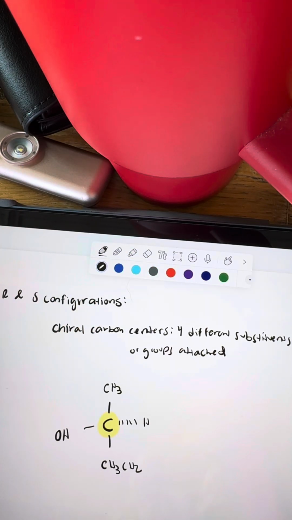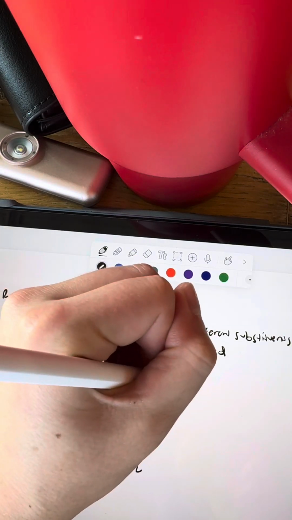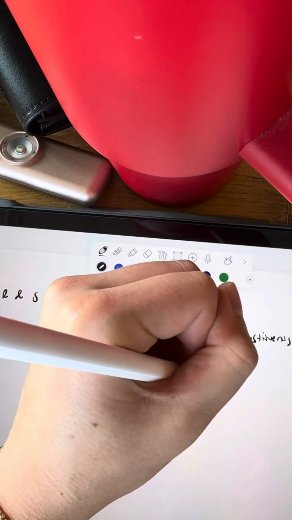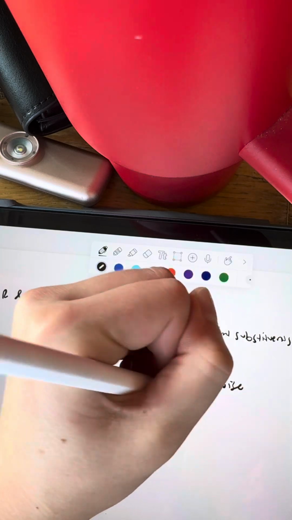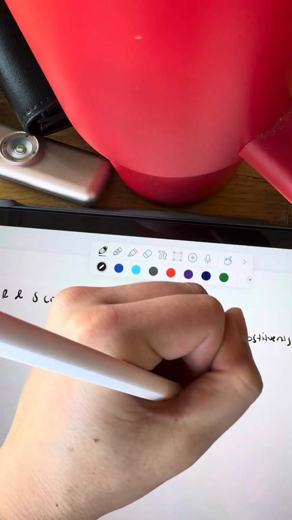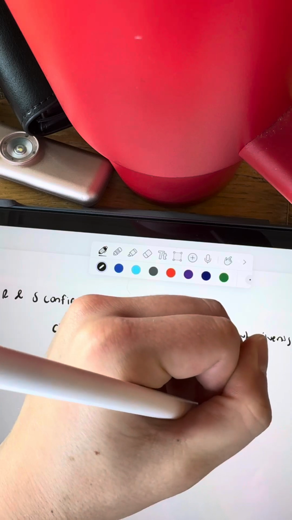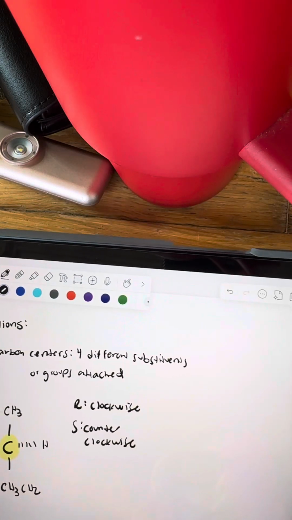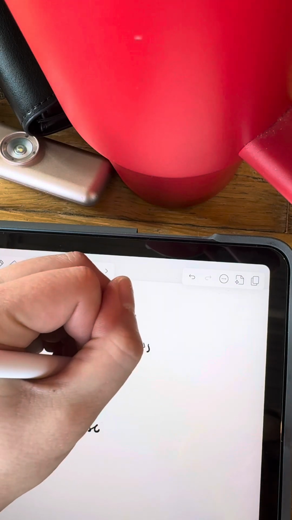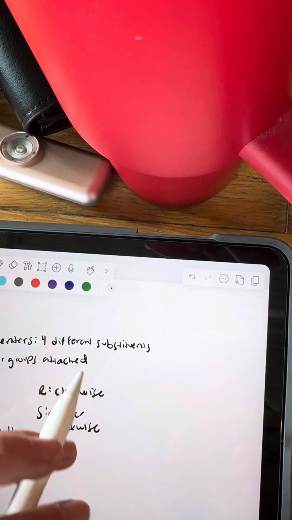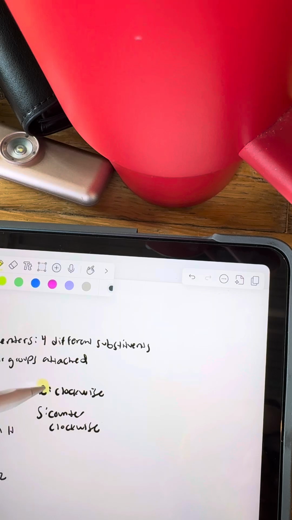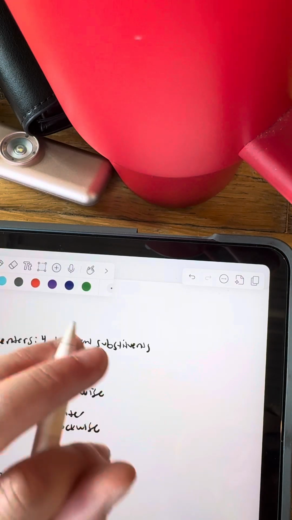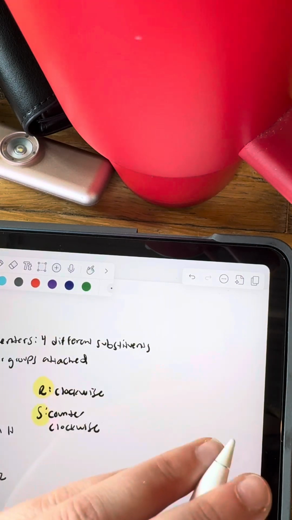And so this is kind of how we figure out the configuration to be R or S. R is always clockwise of priority groups, and S will always be counterclockwise. And so how we determine this, these are the steps we follow to rank the priority groups in order to determine if it's R or S. This is how it's going to help us determine the numbering.